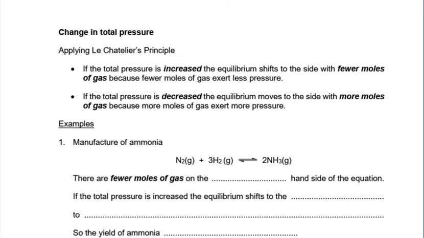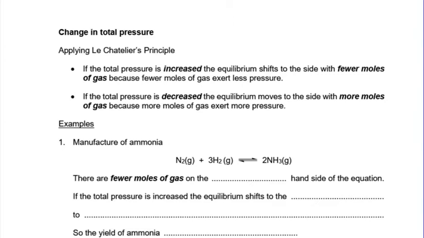So in this video we're going to look at the effect of changes in pressure on the position of equilibrium. We're going to have a think about Le Chatelier's principle, and how it can be applied to changes in pressure. What we know about pressure is that it is caused by particles banging on the sides of the container. So the more particles there are in the container, the greater the pressure will be, and the fewer particles there are in the container, the lower the pressure will be.